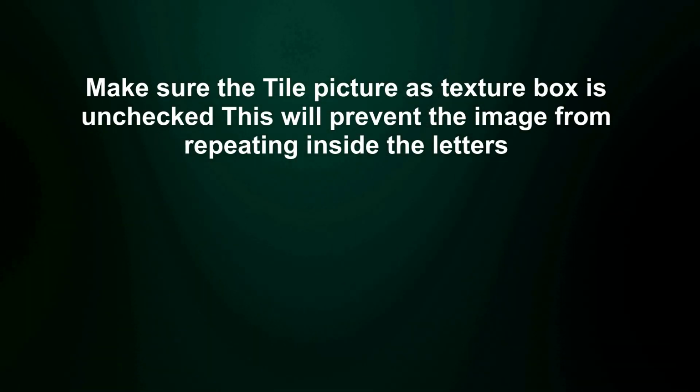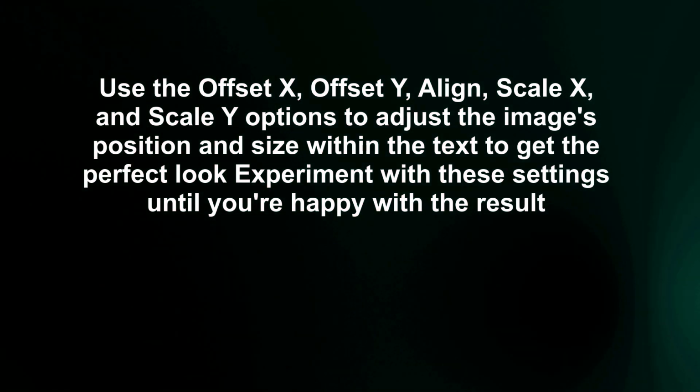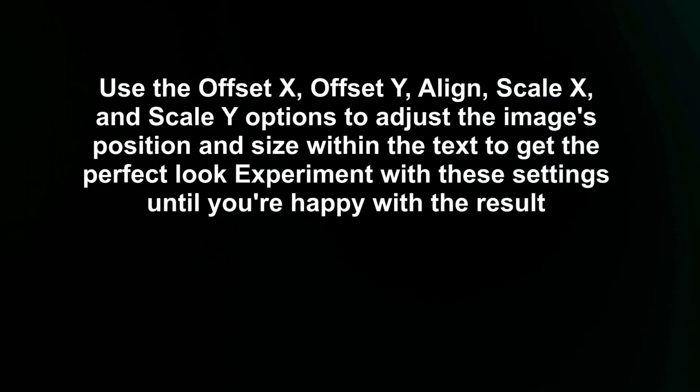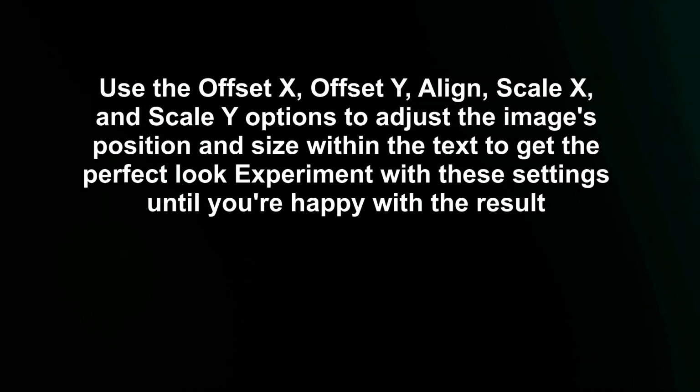Make sure the Tile Picture as Texture box is unchecked. This will prevent the image from repeating inside the letters. Use the Offset X, Offset Y, Align, Scale X, and Scale Y options to adjust the image's position and size within the text to get the perfect look. Experiment with these settings until you're happy with the result.